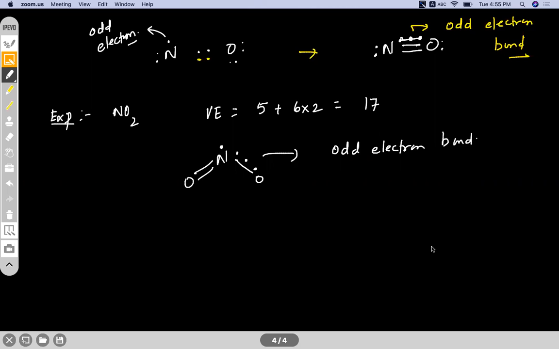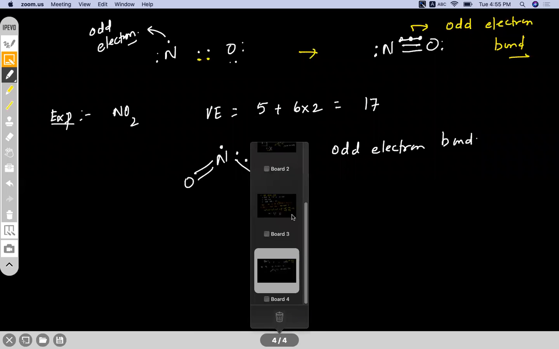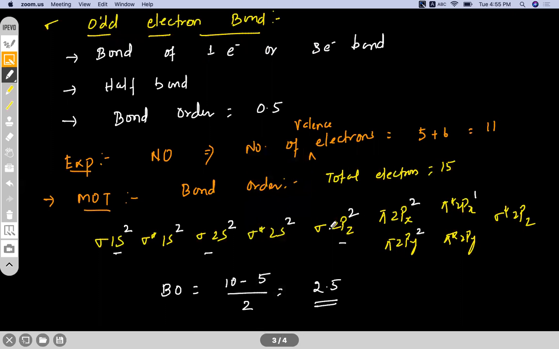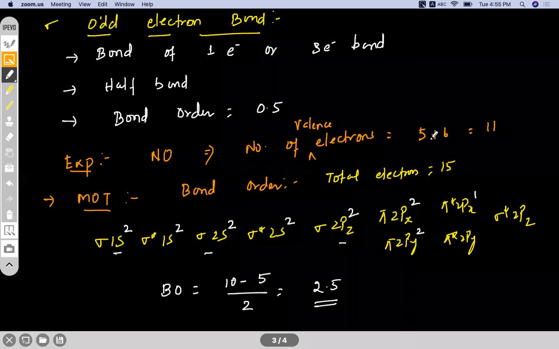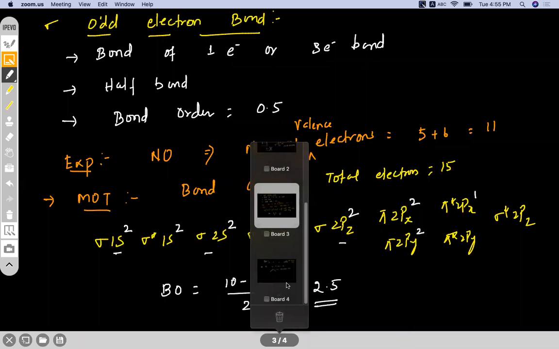You can also consider ClO2. No, both are the same. Ruchita, we can also take ClO2. Meghna, both are correct only. To draw the Lewis dot structure, we are taking valence electrons. Now to draw this molecular orbital configuration, I have taken total electrons. But to draw the Lewis dot structure, I am taking only valence electrons. So in both examples, I'm doing the same thing.